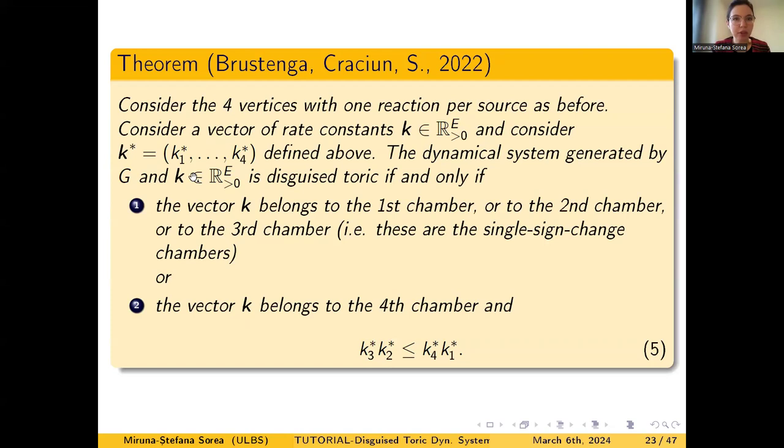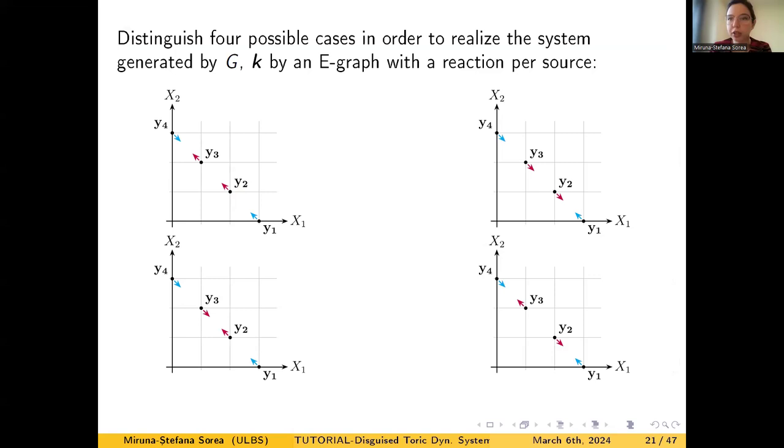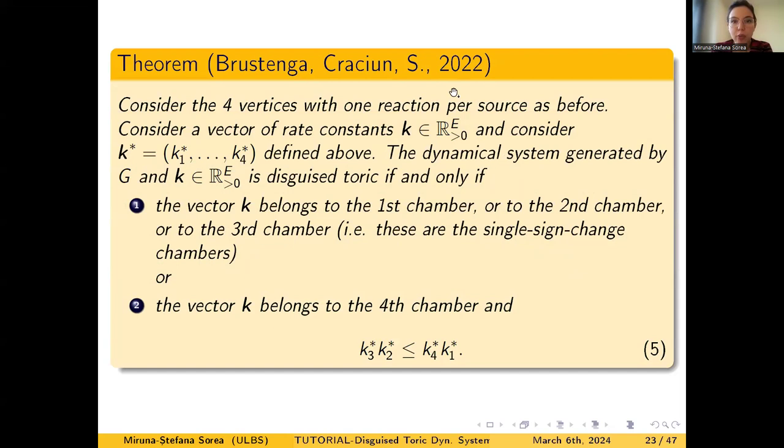Together with Brustenga and Krochun from 2022. So if we consider four vertices with one reaction per source as before, so the new graph, take a vector of rate constants k for the initial complete graph, quadrilateral on the line. Consider k star, these four reaction rates for the one reaction per source graphs. So now we can characterize the dynamical system generated by G, by the quadrilateral initially, with its k vector in R positive to the 12.